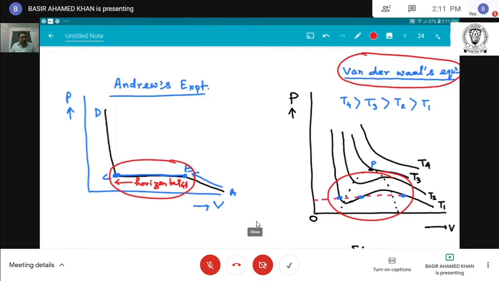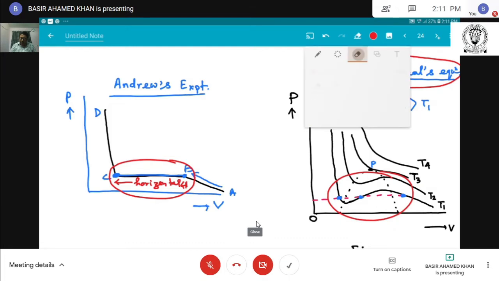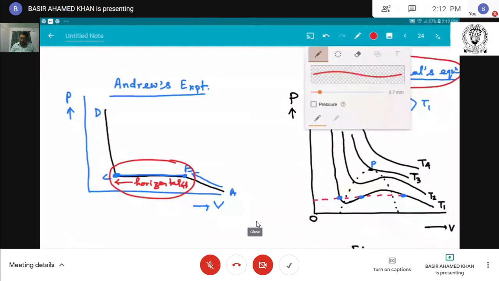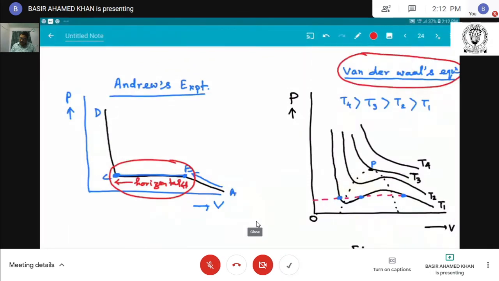Okay, so below the critical temperature each curve shows a maximum and a minimum. Here there is a maximum and minimum in the van der Waals equation; here we see the maxima and minima. There is a maxima and a minima in the curve in the van der Waals equation plot.